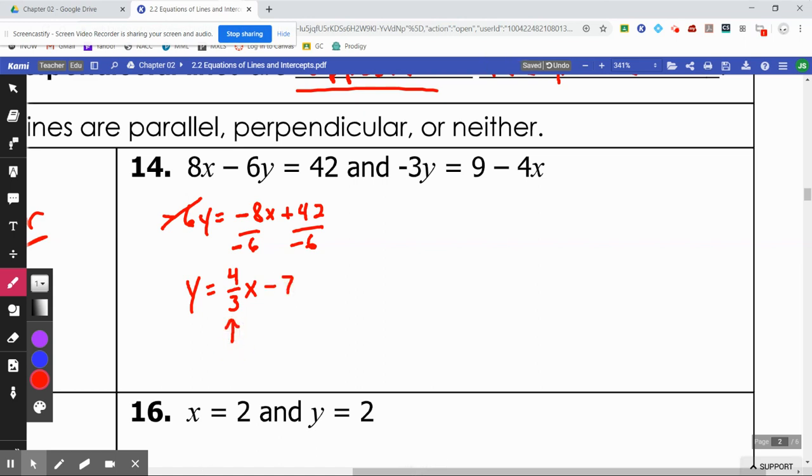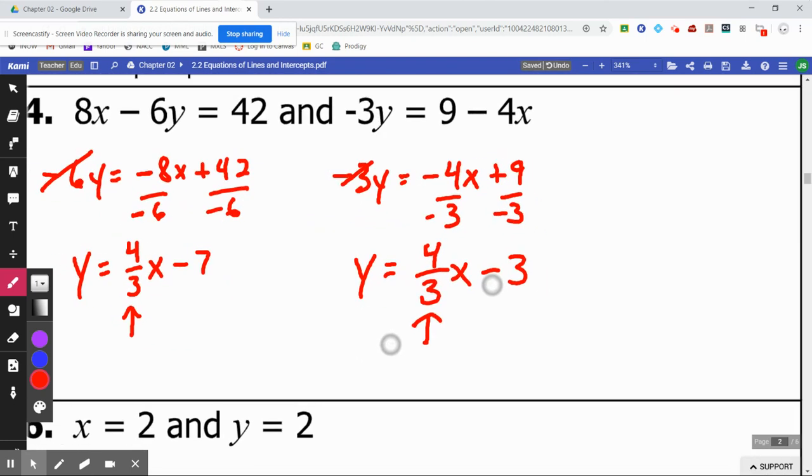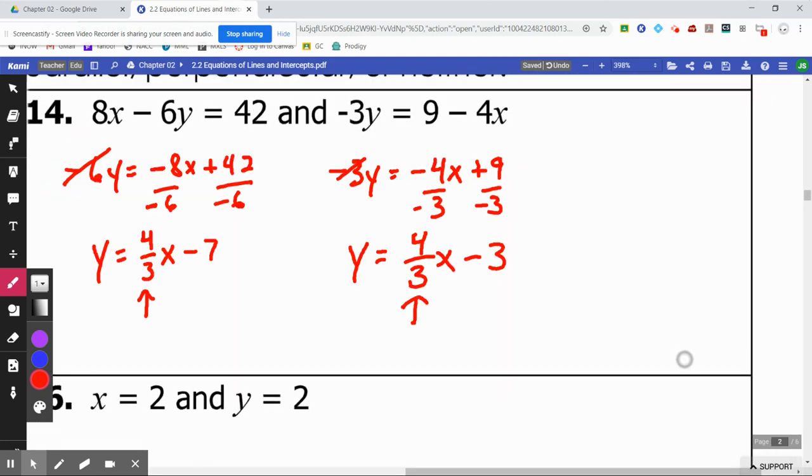Second equation, this will be pretty easy. I've just got to divide by negative 3. However, on my right side, I don't like the way they wrote that. Let's rewrite it as negative 4x plus 9. Divide everything by negative 3, and you get y equals negative divided by negative is a positive, positive divided by negative is negative. You're not concerned about the y-intercept, you're just concerned about the slopes. Both of these lines have a slope of 4/3, so these lines would be parallel.